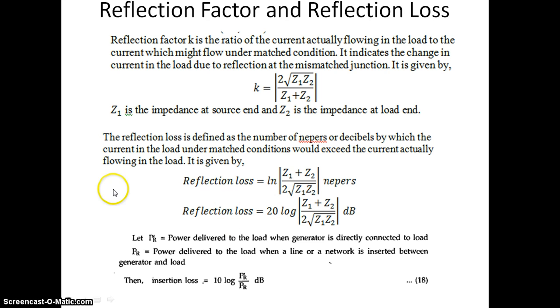For insertion loss, we are inserting the transmission line. PR dash is the power delivered to the load when the generator is directly connected to the load. PR is the power delivered to the load when a line or network is inserted between the generator and the load. So there are two powers: PR with the transmission line, and PR dash when load and generator are directly connected. The insertion loss is given by 10 log PR dash by PR in decibels.